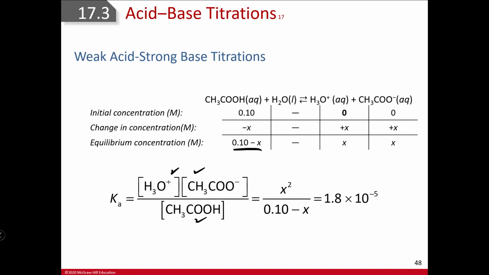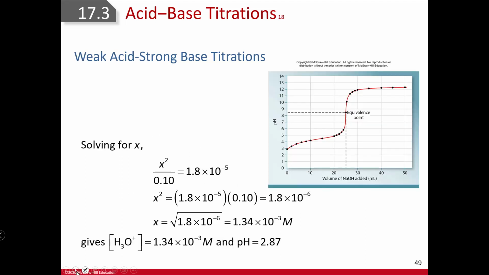We're going to assume this x is negligible. So if we do that, and then 1.8 times 10 to the negative fifth is the Ka, or the acid ionization constant for acetic acid at 25 degrees Celsius. So when we solve for this, we're going to get x equals 1.34 times 10 to the negative third molar.